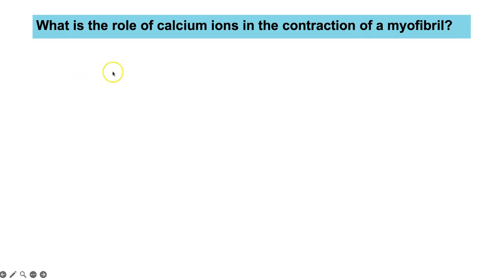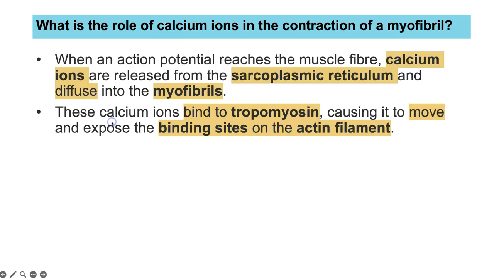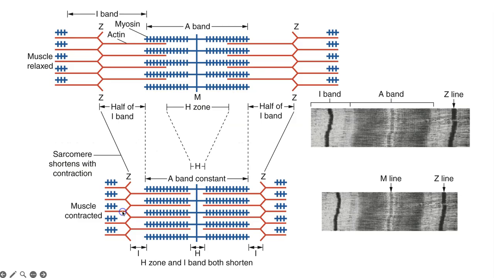Another common theme is what is the role of calcium ions in the contraction of the myofibril? So specifically what the calcium ions are doing is when that action potential reaches the muscle fibre, calcium ions are released from that sarcoplasmic reticulum and they diffuse into the myofibrils. The calcium ions bind to the tropomyosin. That causes the tropomyosin to move and expose the binding sites on the actin filaments. With those sites now accessible, the myosin heads can attach to the actin, forming the actin-myosin cross bridges, and that's then leading into the rest of the sliding filament theory.